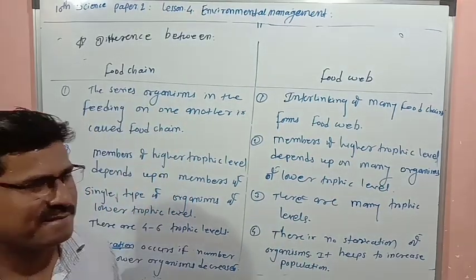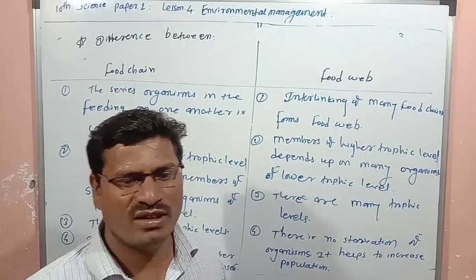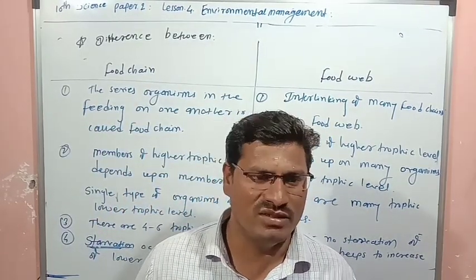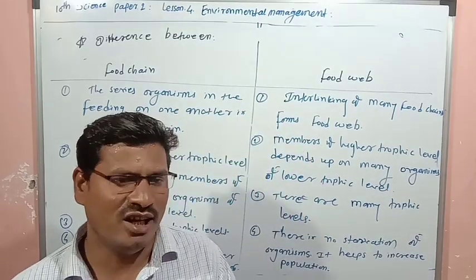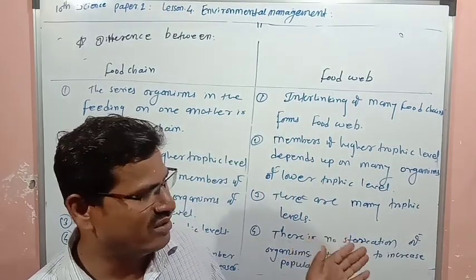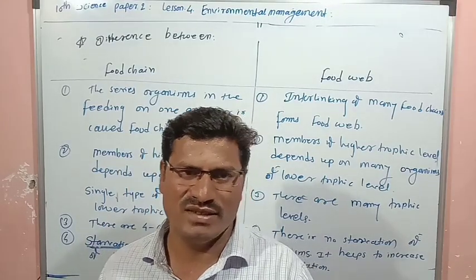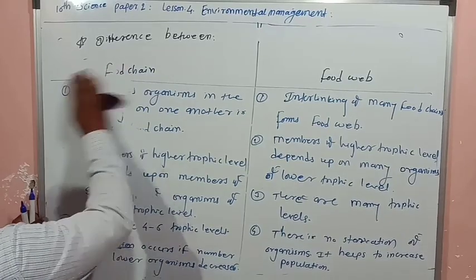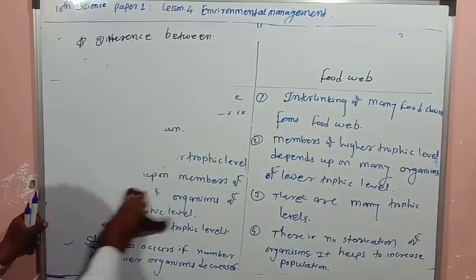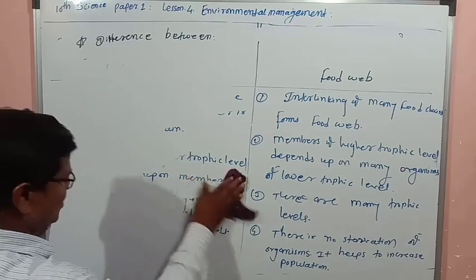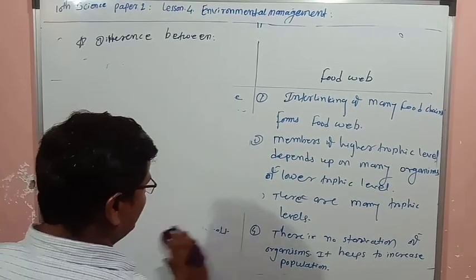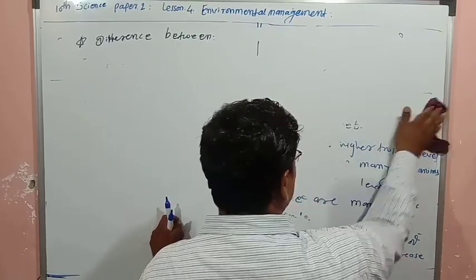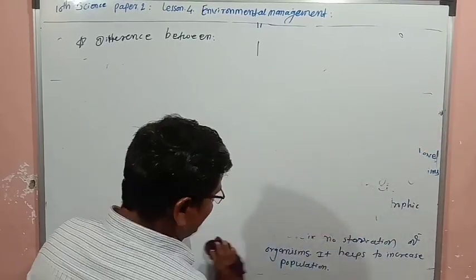After this, next point. One picture is given in the textbook, and in that one food chain is given. In that food chain, different organisms are shown, and you have to write their role and their type.